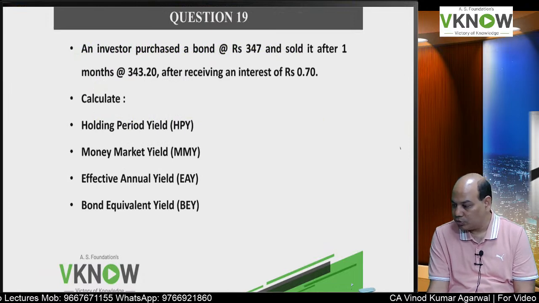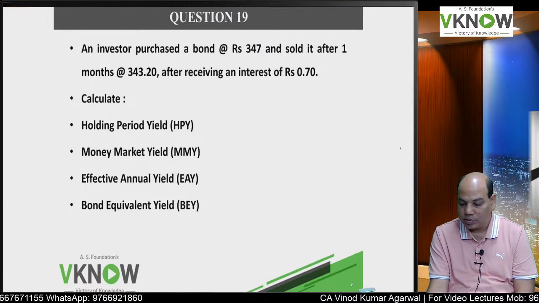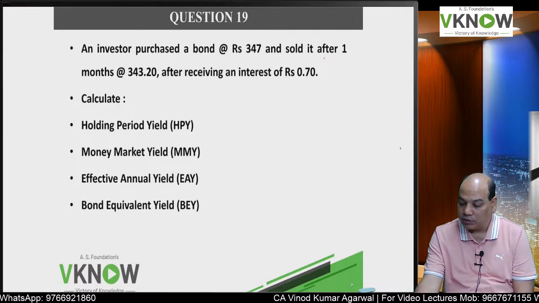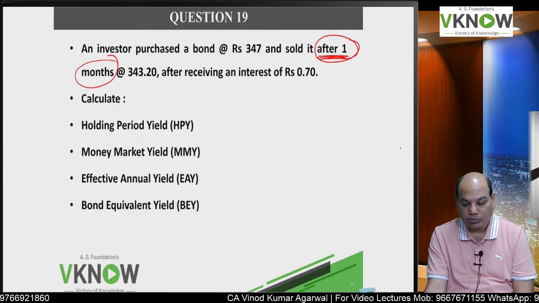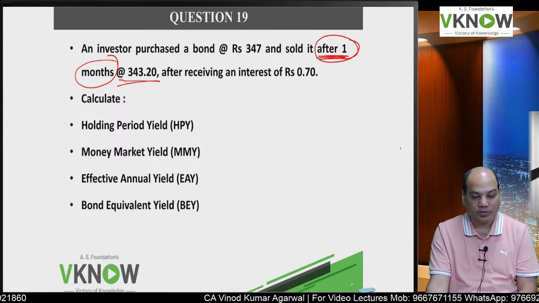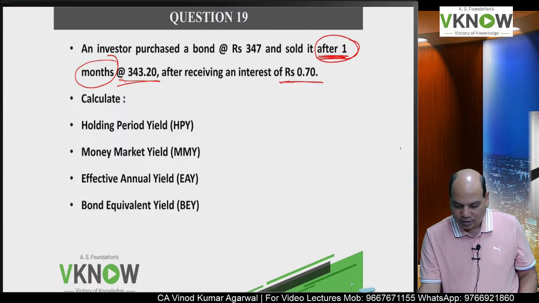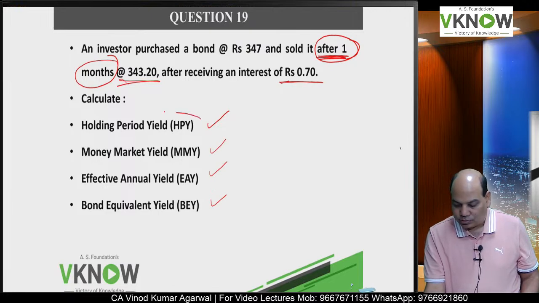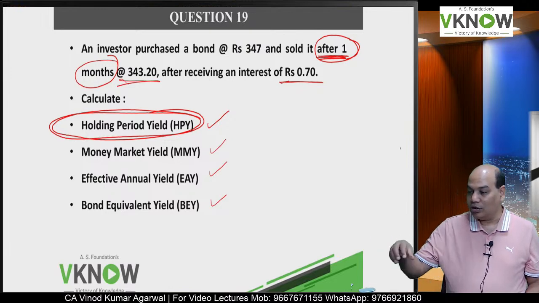One more practice we'll do. Question number 19, a similar question. An investor purchased a bond at the rate of rupees 347 and sold it after 1 month. This is a question of 1 month holding period. Sold at 343.20 after receiving an interest of rupees 0.70. Calculate the same 4 questions. Again, I will check whether you are attending or not.